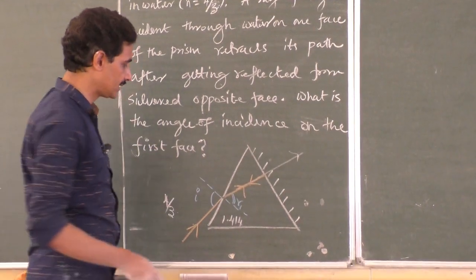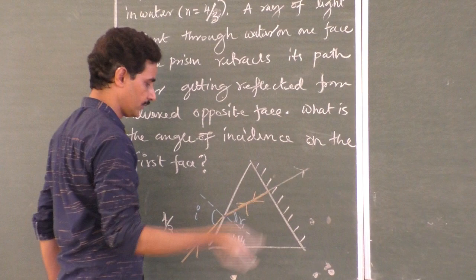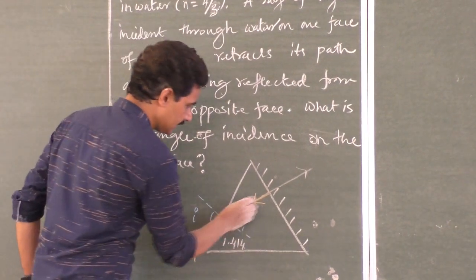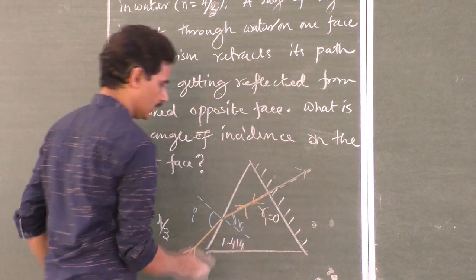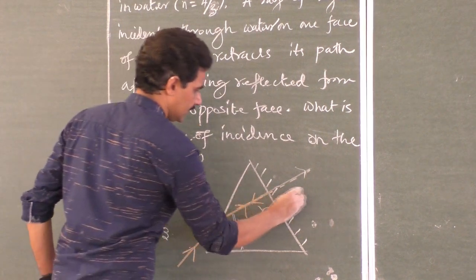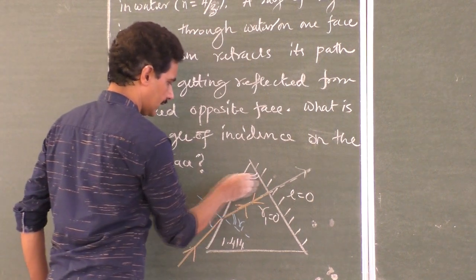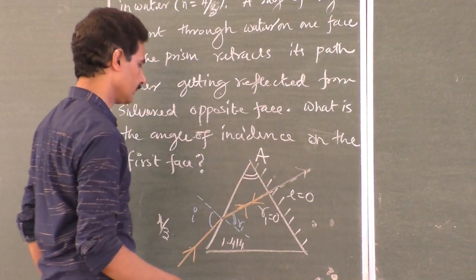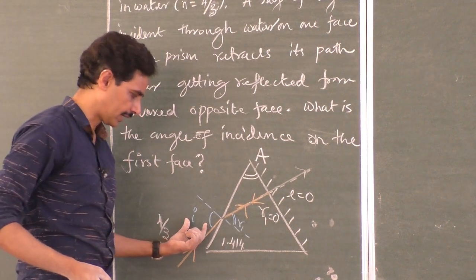What is the angle of incidence and emergence now? Usually in a prism we write angle of incidence, emergence, refraction, R1, R2. Since this is along the normal itself, R1 is 0. Shall I write it as 0? Along the normal. What is E? E is 0. Angle of emergence is also 0. This is the angle of the prism. Okay? Now, your job is to find out I.